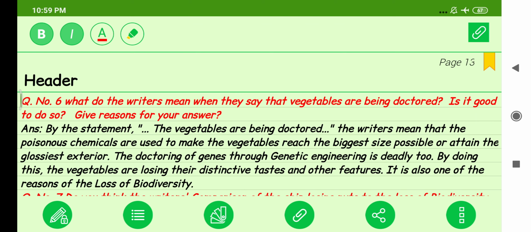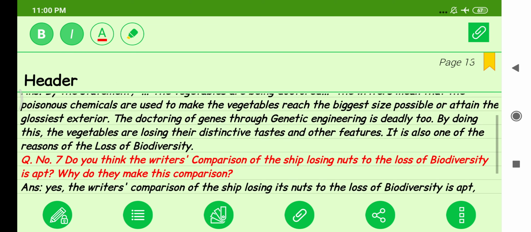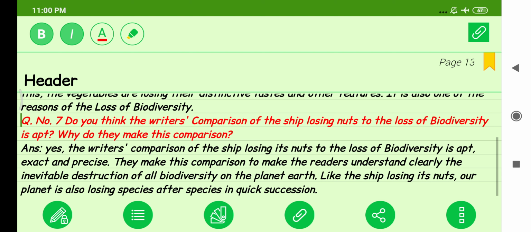Question number 6 is, what do the writers mean when they say that vegetables are being doctored? Doctor means interfered with, their genes are being changed. Is it good to do so? No, it's not good to do so. We don't want size, we want the real taste, natural taste, and we want the survival of these different vegetables. Understand? Give reasons for your answer. You can pause video also here to note down this answer.